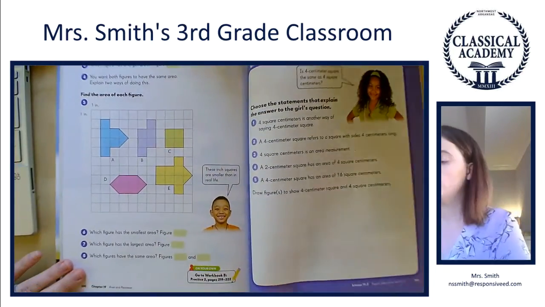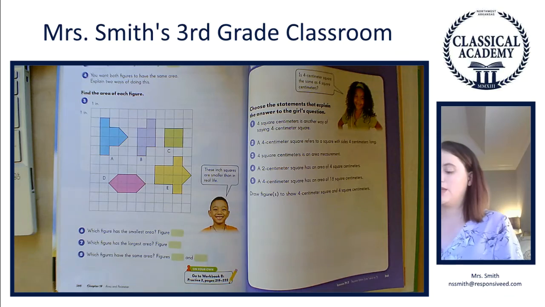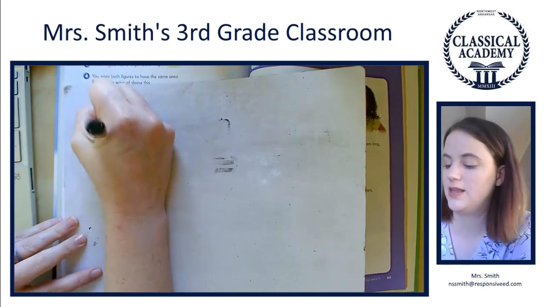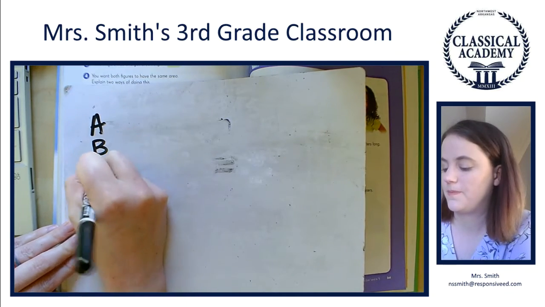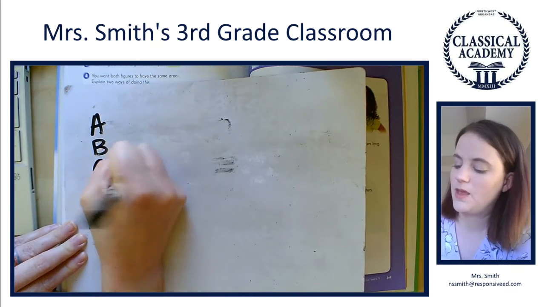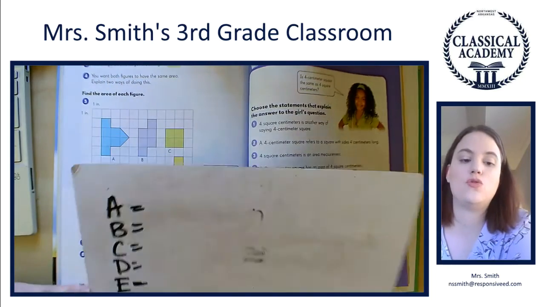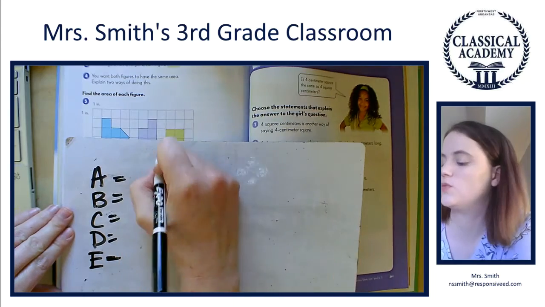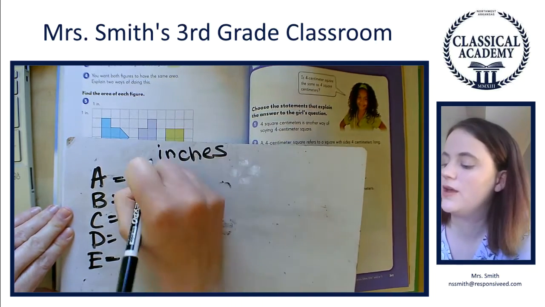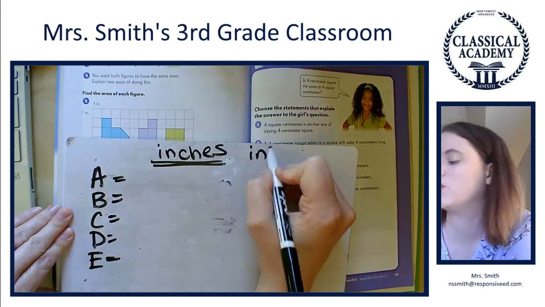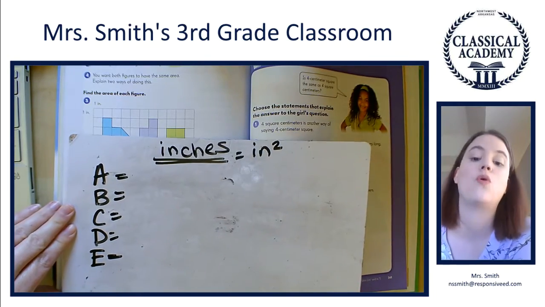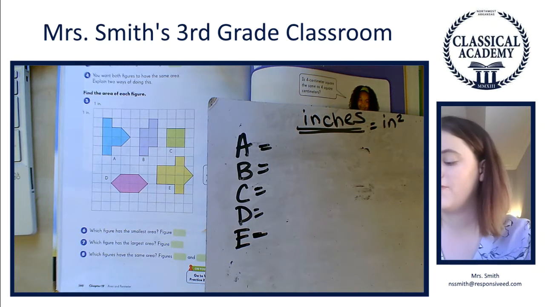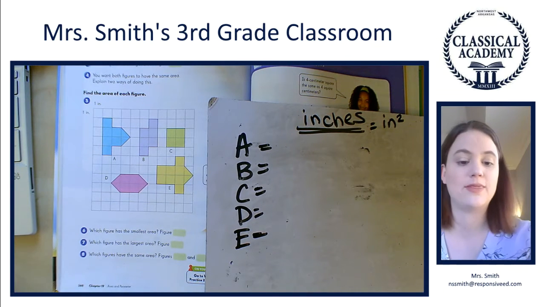Now we're going to do one where you practice. I would like you to get your piece of paper or your whiteboard or whatever you have and write down A, B, C, D, E like me. And I want you to look at the units. What is the unit up here? Right, it's inches. We're going to write that on top so we remember that it is inches, not centimeters. So we're going to write it in inches squared for area. Go ahead and pause it and try to find the area of A through E and then resume.